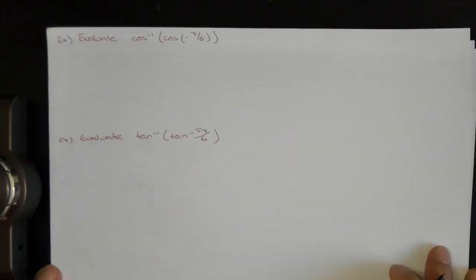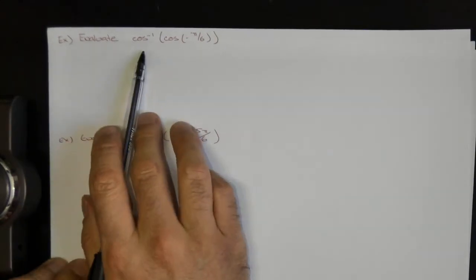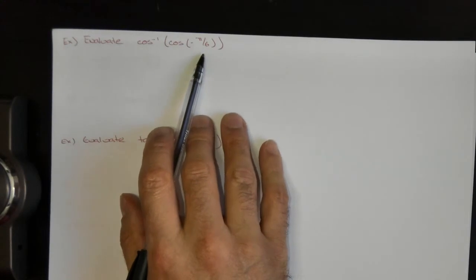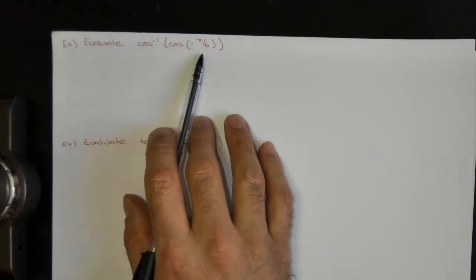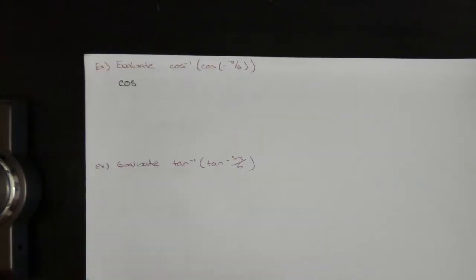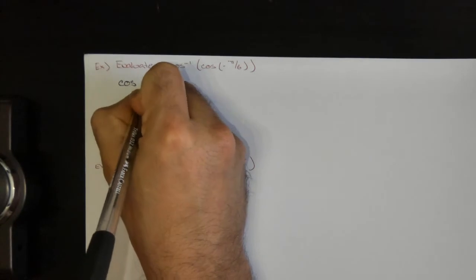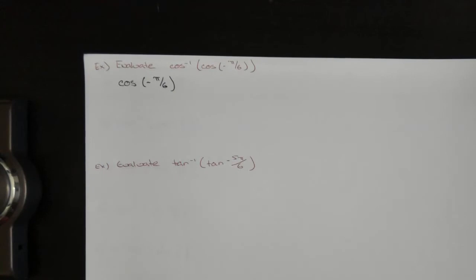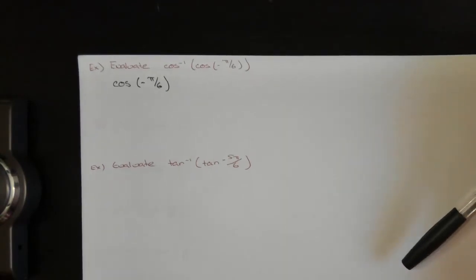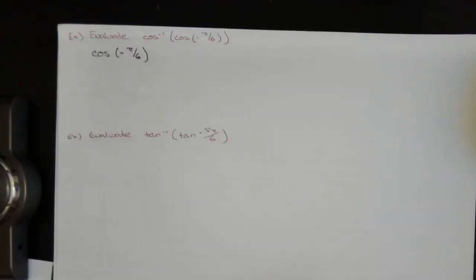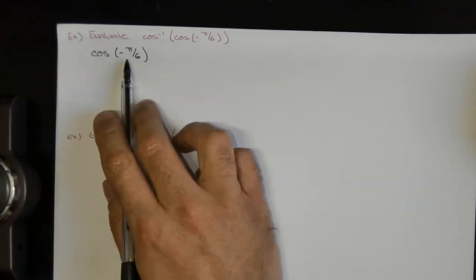So some more examples. So we're going to evaluate inverse cos of cos of negative pi over 6. So let's do the inside part first. So we have cos of negative pi on 6.